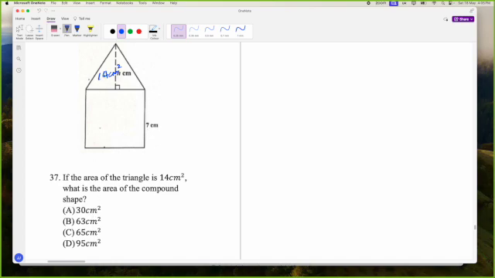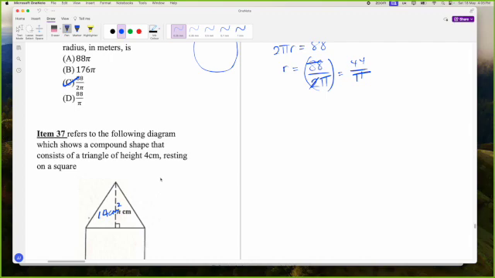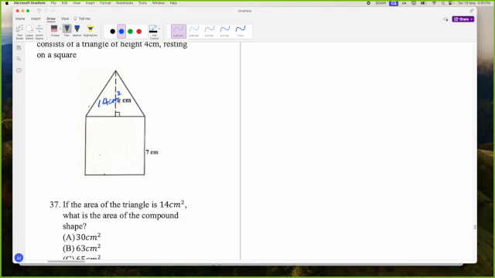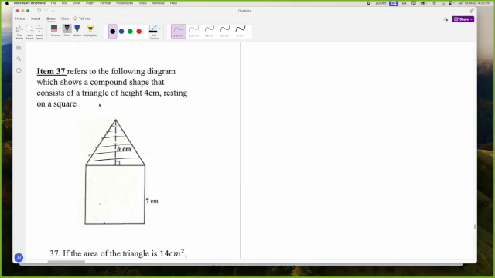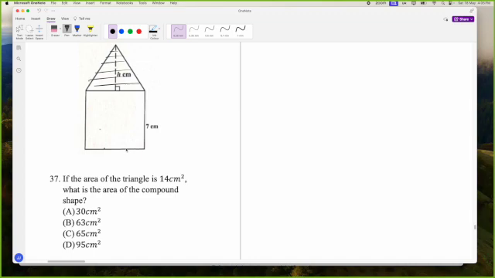Well, they didn't ask you to find the height or anything. They tell you the height is 4 centimeters, and look, they put h here. If the area of the triangle is 14, they're giving me the area of the triangle. Did they say it's resting on a square? Well, if it's resting on a square, I don't think this 7 is supposed to be there, right?